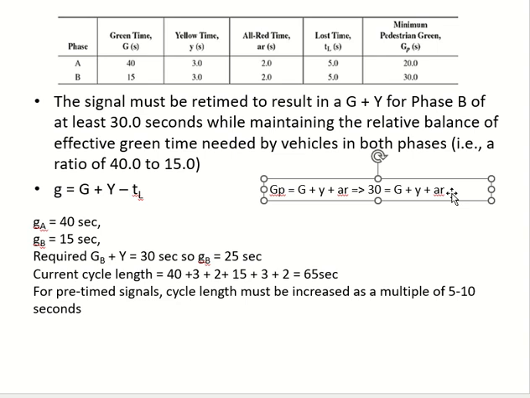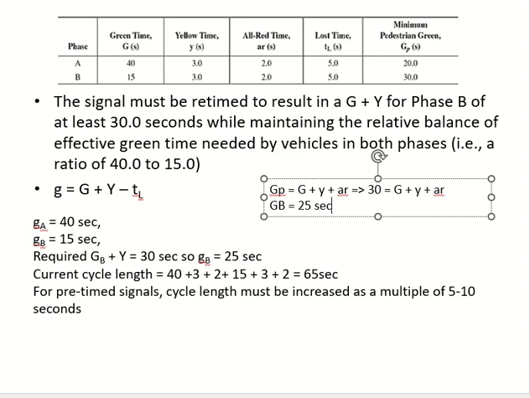So how much is green time for B? Okay, so the initial green time is 15 seconds. It should be changed to 25 seconds to meet the pedestrian requirement. Clear? Now if we just change the green time of B, we are increasing the green time of B. That means you are decreasing the time for all other, which is what? In this case only A.